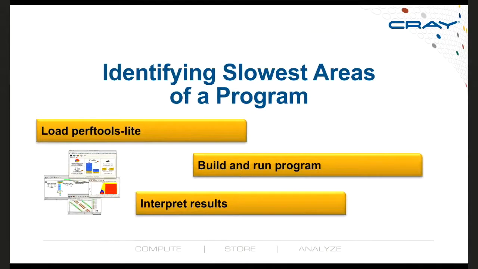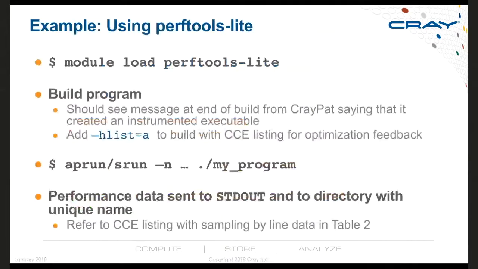Okay, so that's an overview of the performance tools, basically the set of utilities or products that we have in our suite and the type of capability that we have and how to access them. So now let's talk about lite mode and how you identify the slowest parts of your program using lite mode. So this is an example. I assume that I have the Perftools base module loaded. This is an example of how I would go about collecting performance data using the simple interface.